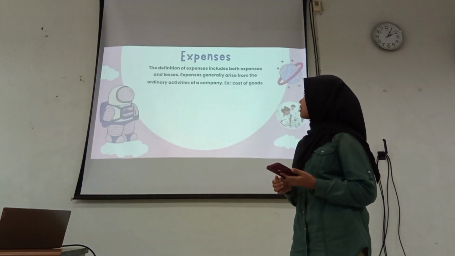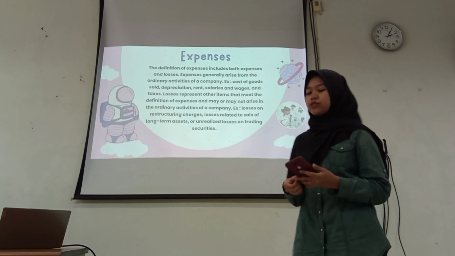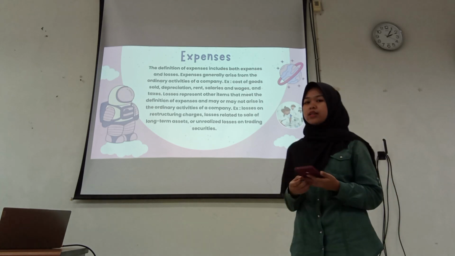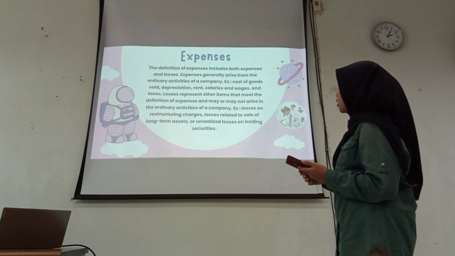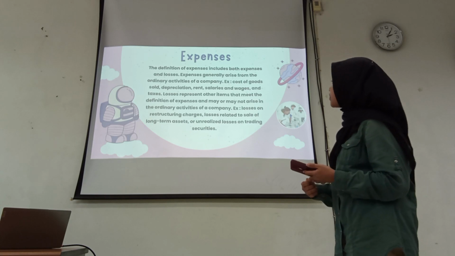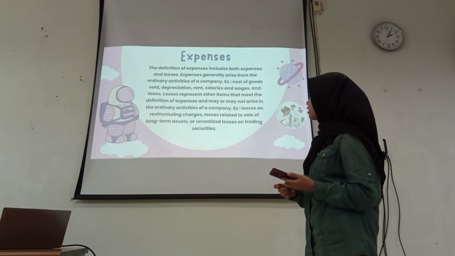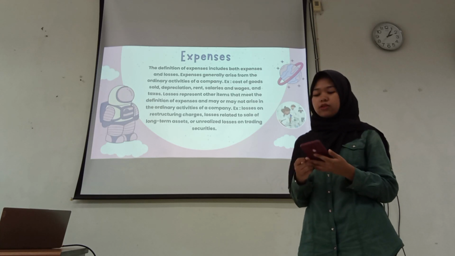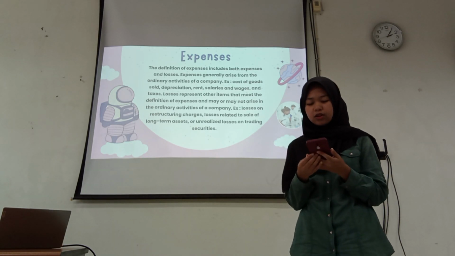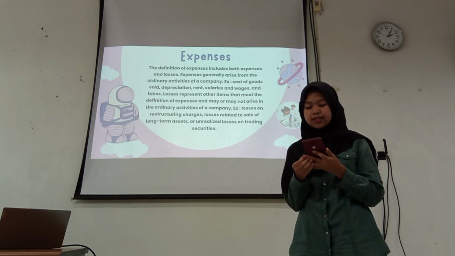The next element of financial statement is expenses. The definition of expenses includes both expenses and losses. Expenses generally arise from the ordinary activities of a company. Examples of expenses are cost of goods sold, depreciation expense, rent, and etc. And the next is losses. Losses represent other items that meet the definition of expenses and may or may not arise in the ordinary activities of a company. Examples of losses are losses on restructuring charges, losses related to the sale of long-term assets, and etc.